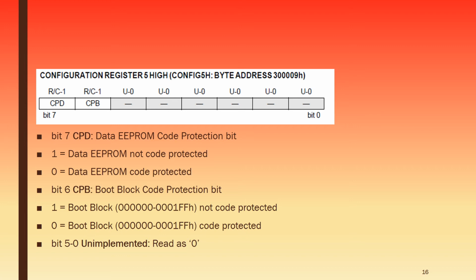So this is corresponding to EEPROM. Bit 7 CPD data. So that is code protection bit 1, then code not protected, 0, then it is protected data from EEPROM. Bit 6 CPB boot block code protection bit. So boot block, that is starting from 00000 to 0001FF. It is not protected if that bit is set to 1, but if that bit is set to 0, then it is protected. And bit 5 to 0 again unimplemented, so read as 0.